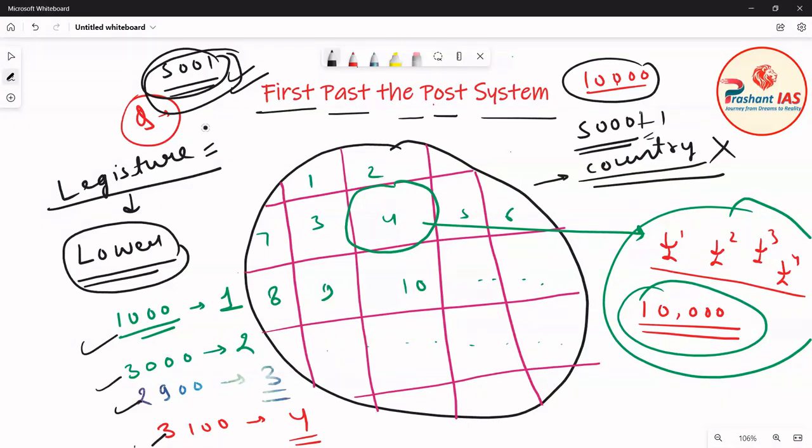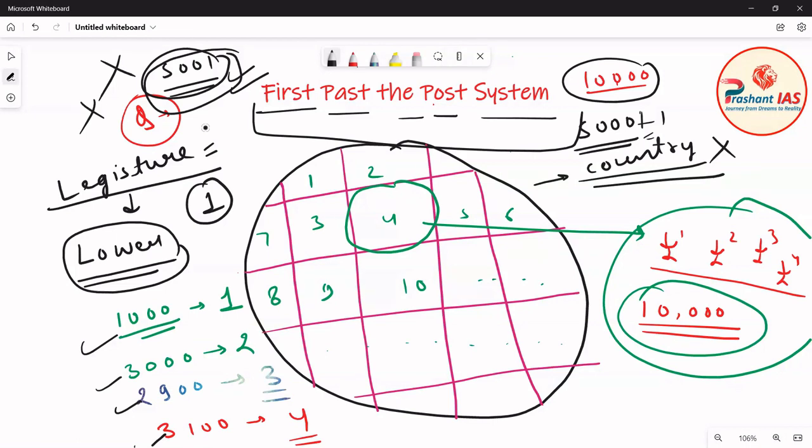What happens, friends, is that in the first past the post system, a majority of the votes is not required. There is no minimum quota which a person must get to be elected. There is only one condition: the person who crosses the post first, who crosses the race line first, will be the winner. That means the person who gets the maximum number of votes will be called the winner.